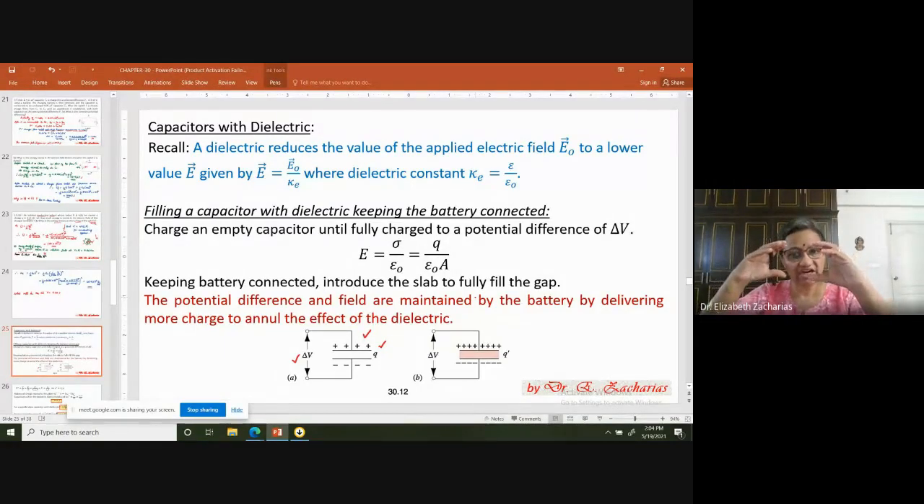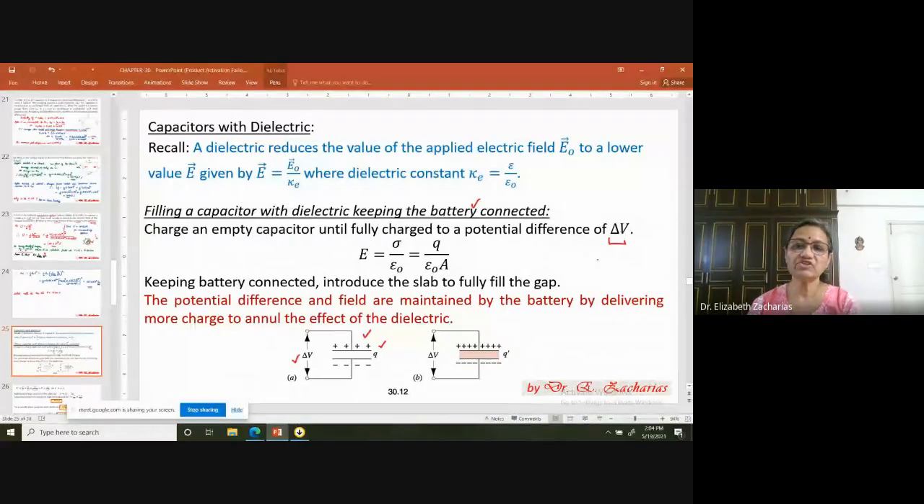Now the battery is still connected. That means the circuit is still there. But now the battery's potential became equal to this potential. Therefore, it is not going to flow any more charges. So charging is completed. And there is a potential difference, delta V.